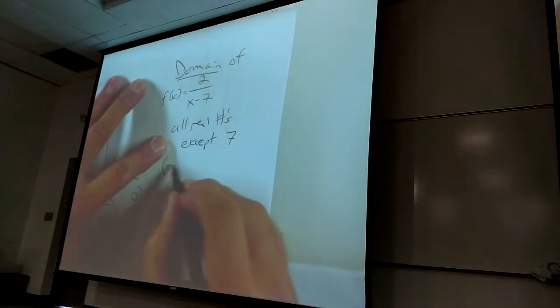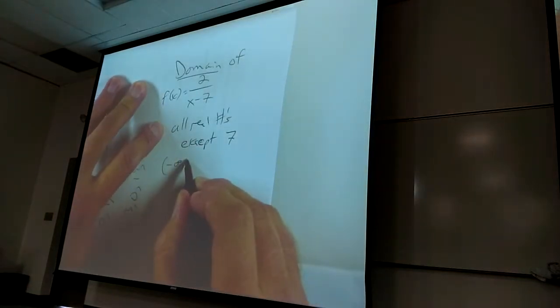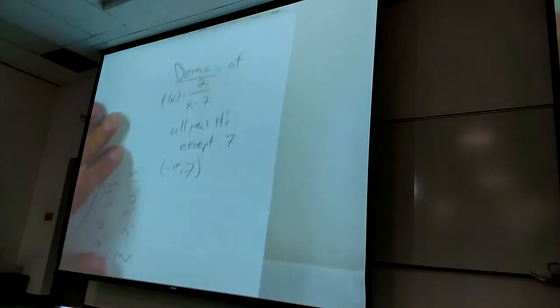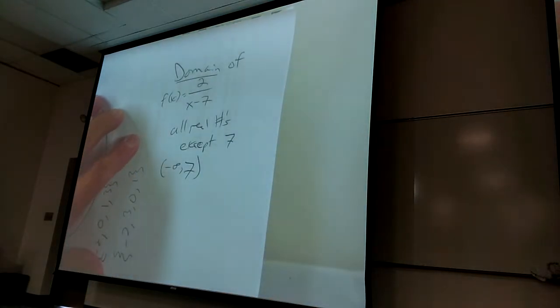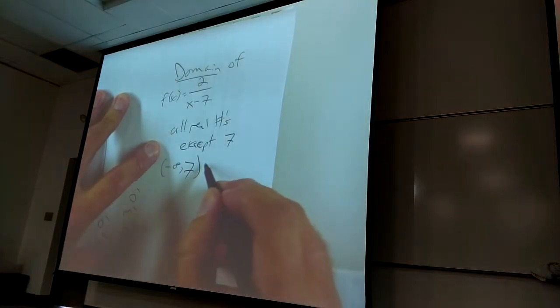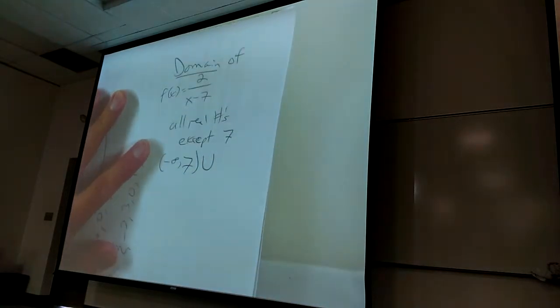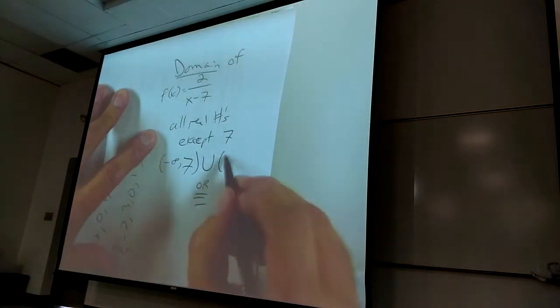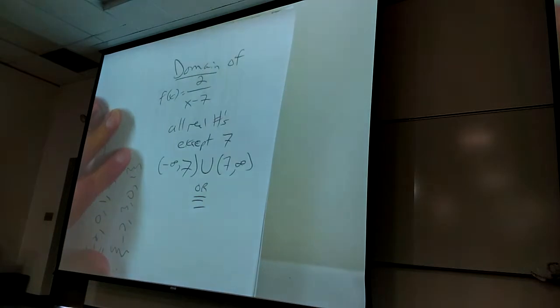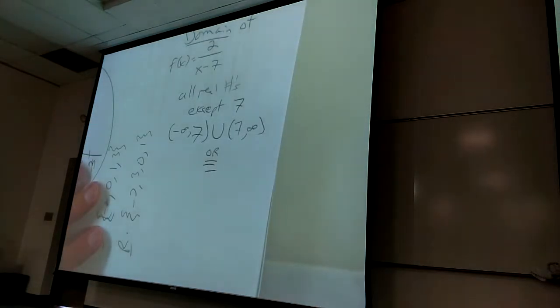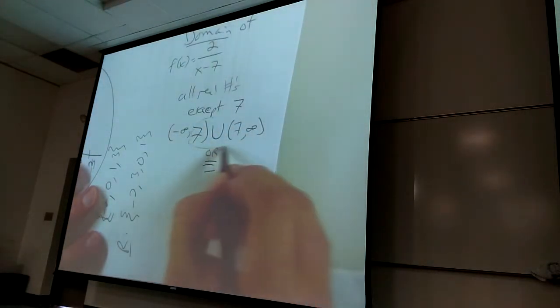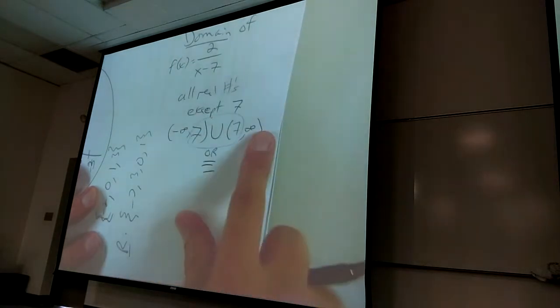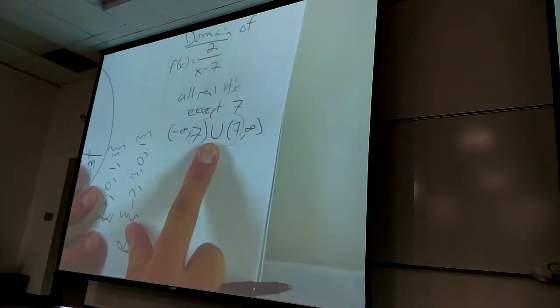So I can use every number from negative infinity all the way up to 7. Stop. I don't put a bracket because I cannot use 7. That's the whole point, right? And then there's a symbol for or. It looks like a little U. That's a symbol for or. Or 7 to infinity. Now me, personally, when I see this, I look at this as skip. From negative infinity to infinity, skip 7. That's what I read that as.